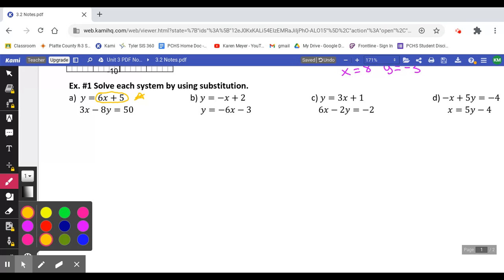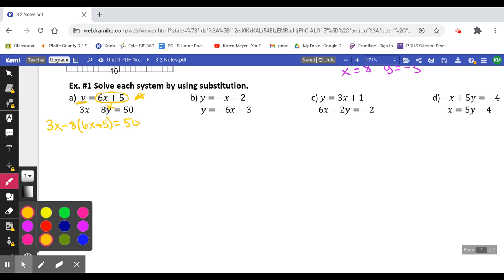So 6x plus 5, circle that. And then I draw a little arrow saying which letter am I going to place it in for? Am I going to place it in for x or y in the other equation? And hopefully everybody says y, because out here it says y equals. So on the bottom equation, I have 3x minus 8, substitute in 6x plus 5, and I still have equals 50.